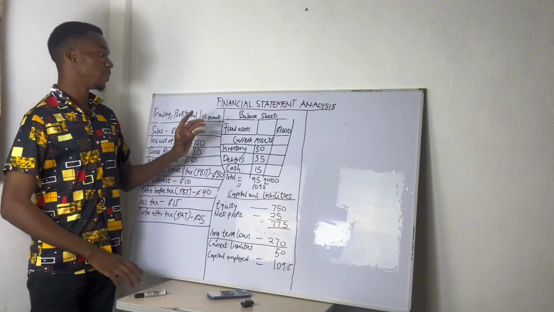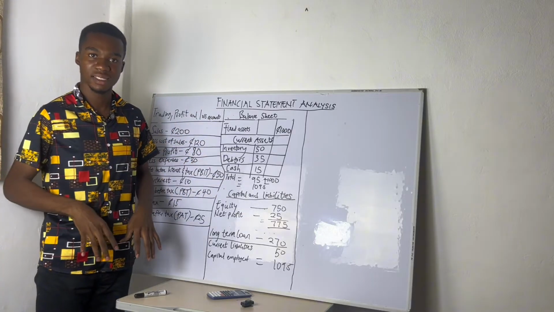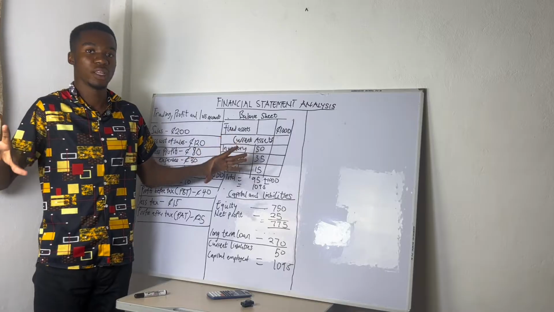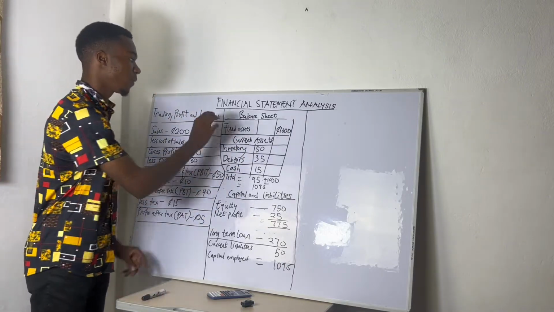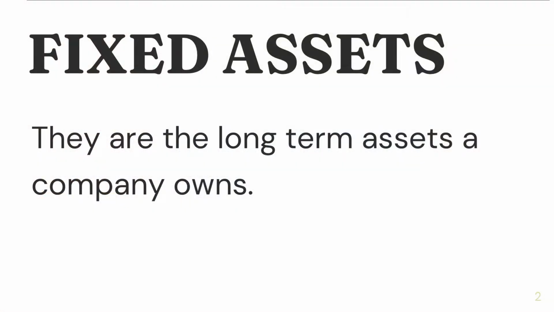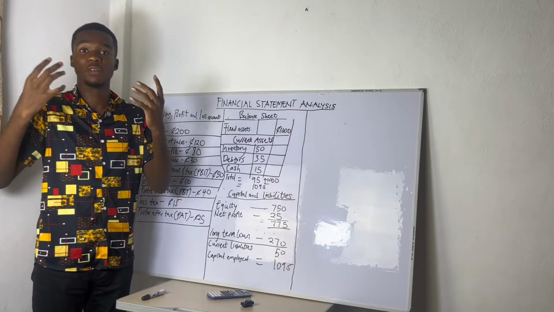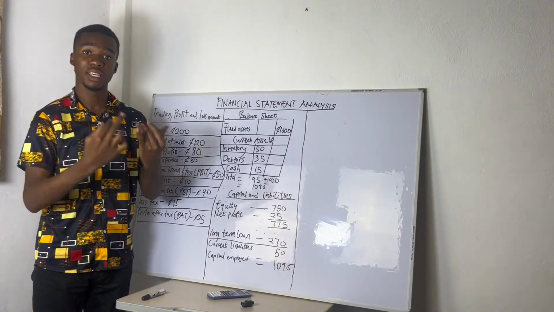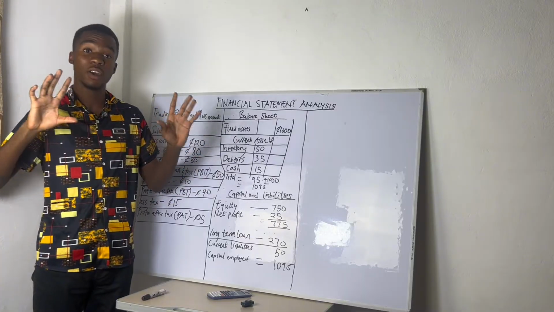Now we are going to go to the balance sheet. So the balance sheet is basically how much the company has, like how much the company is worth, basically. And the first one you are going to look at is the fixed assets. Fixed assets are the long-term assets in a company. Long-term, as in the assets that are going to be there for a very long time, like buildings, machines, and those things.